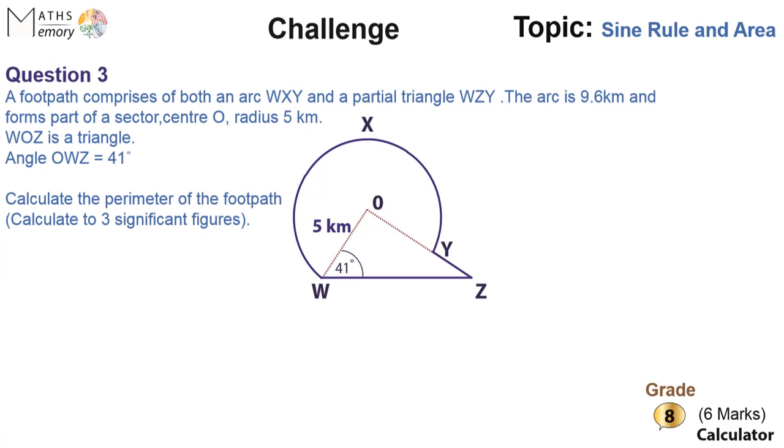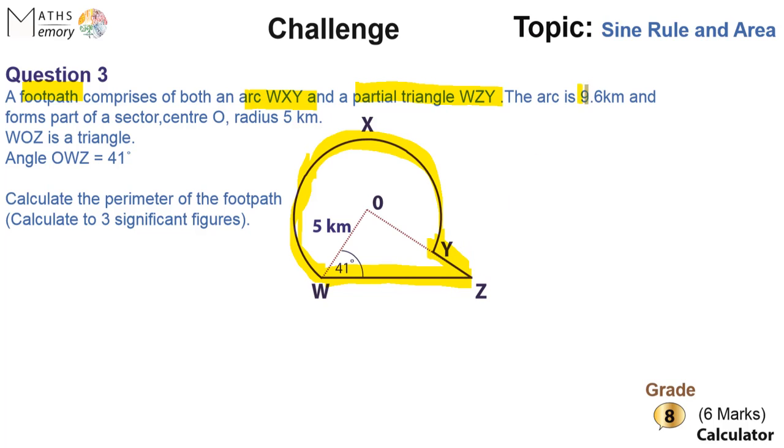Question 3 challenge. Press pause, write this question down of this footpath, find the perimeter, and press play when you're ready. The footpath comprises both an arc WXY, so WXY is this path over here, and also a partial triangle WZY. So it's this line segment WZ plus another line segment YZ. So it's three different parts to this footpath: the arc WXY, a line segment WZ, plus another line segment YZ.